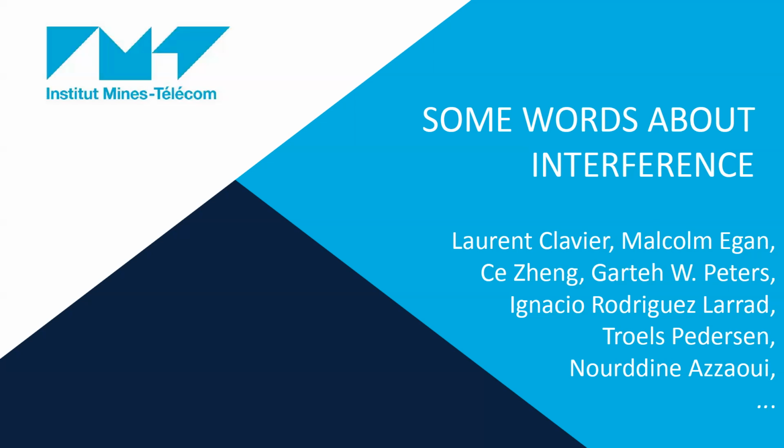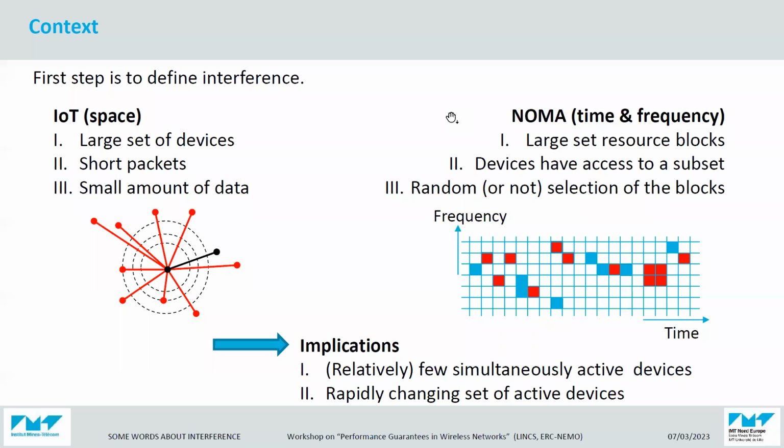I've got lots of names there because there are different types of works present in the presentation. Mainly my concern in terms of communication networks is about IoT. So IoT, and especially as it was presented a bit before, with a large number of devices and short packets.